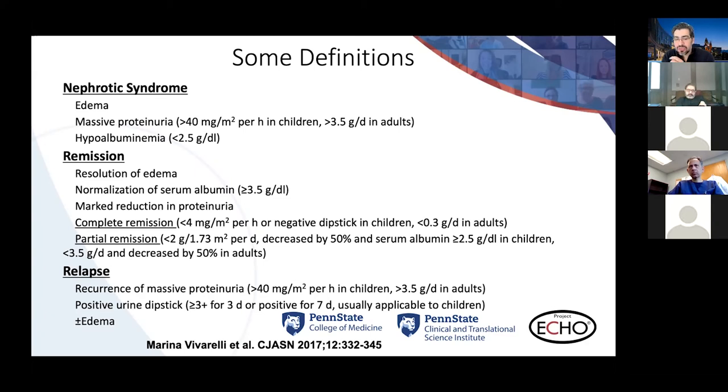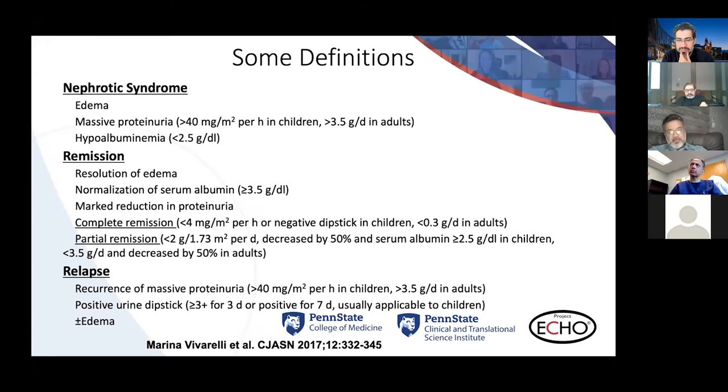Ali, let me ask you for my own knowledge. The first one is 4 milligram per meter square per hour. The second one, they wrote less than 2 gram per meter, like this standardized 1.73 meter square. Can you please help us understand these terms? Sure.